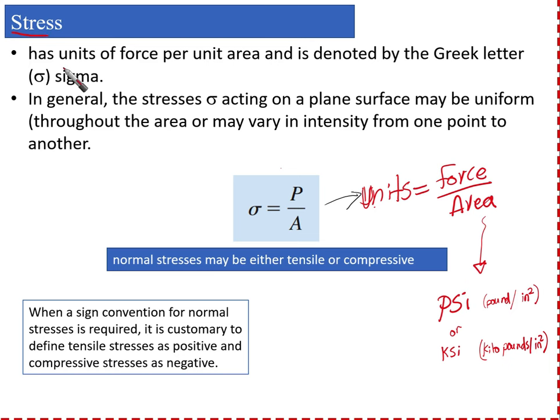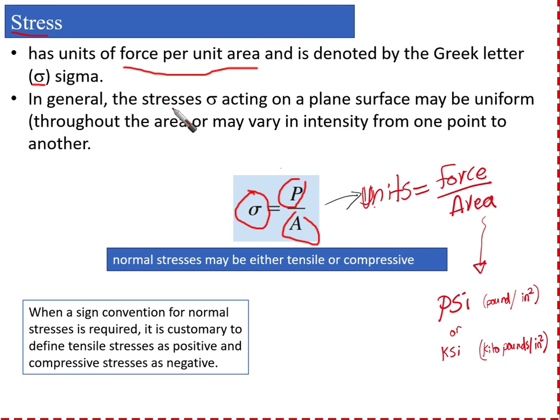For the stress, it has units of force per unit area, and is denoted by the Greek letter sigma. Okay, as you can see here, this is sigma, and it equals P over A, where P is the force and A is the area of the cross section. So the units that we are expecting are force units over area units.